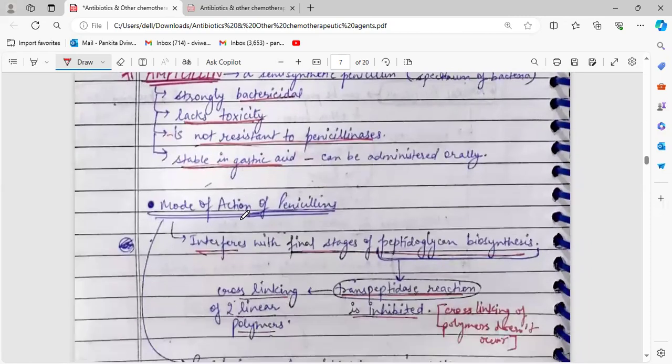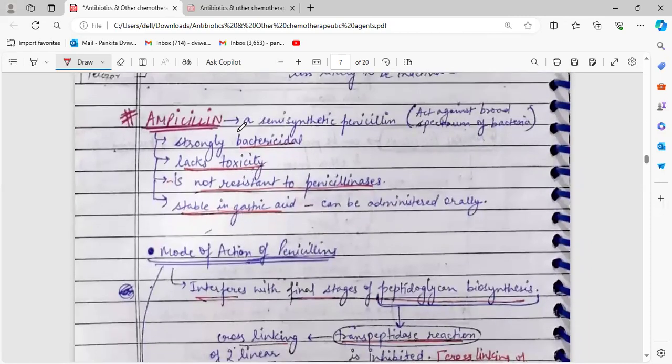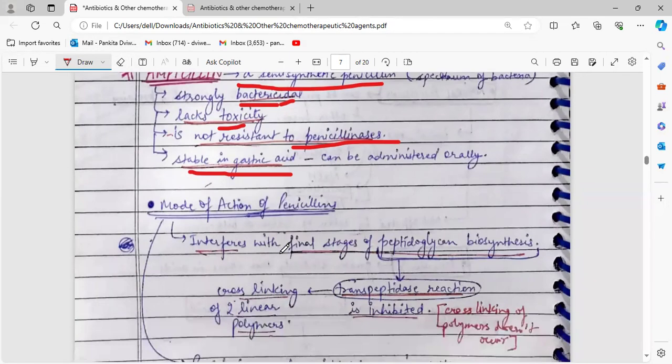Talking about ampicillin, ampicillin is also a type of semi-synthetic penicillin, and it acts against a broad spectrum of bacteria. It is bactericidal, it kills the bacteria. It lacks any toxicity to the host organism, it is not resistant to penicillinase, and it is stable in gastric acid. That is, we can administer it orally and it will pass through the GI tract following its action.